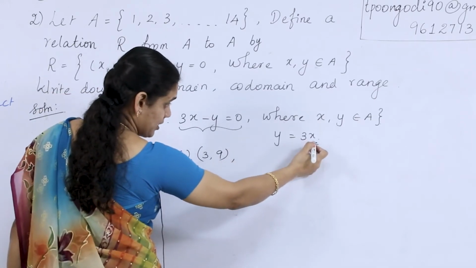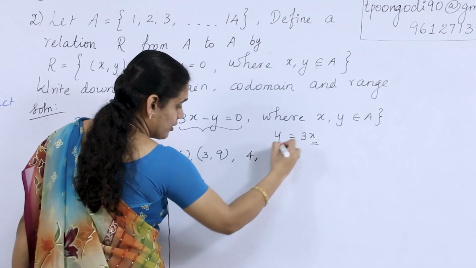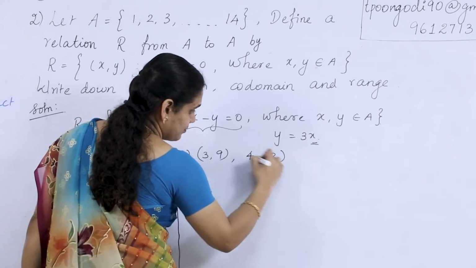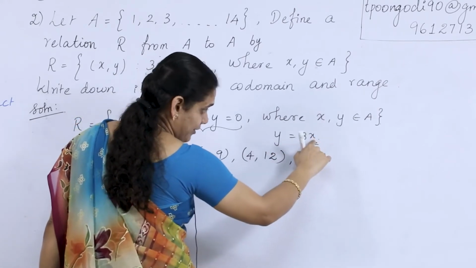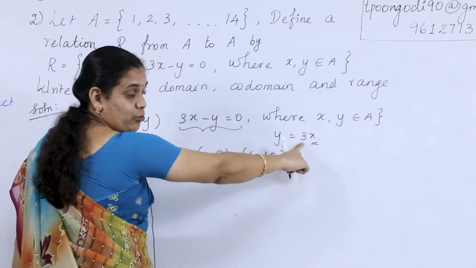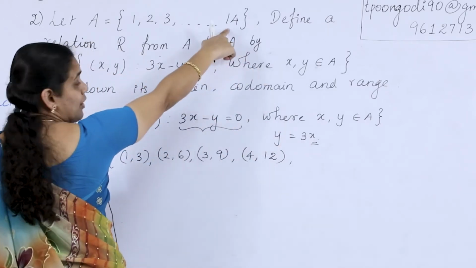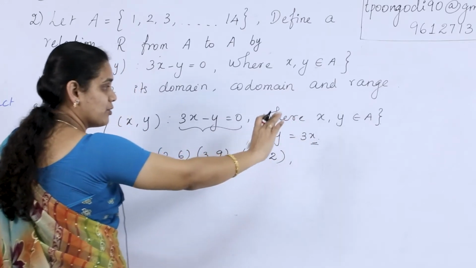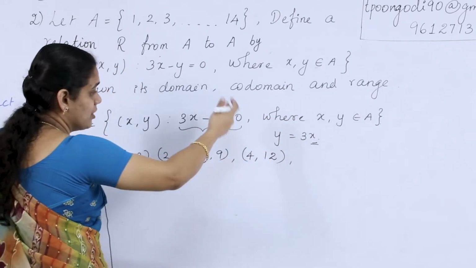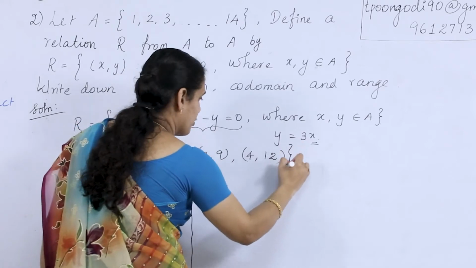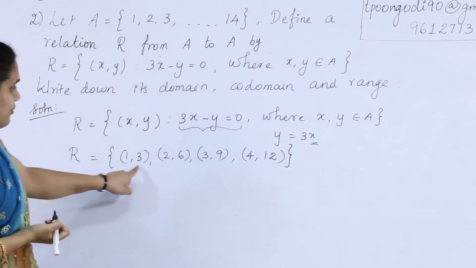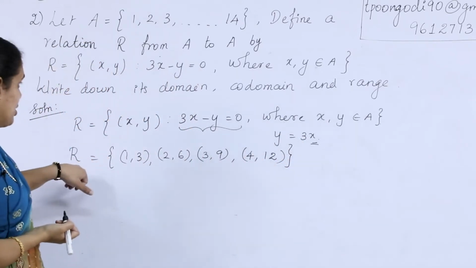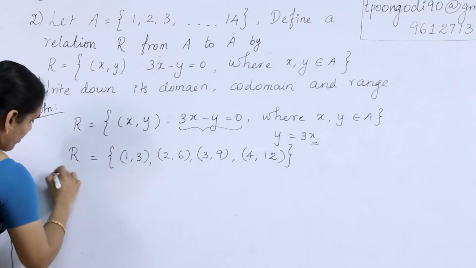Then if you give x = 4, y = 12. If you give 5, y will be 15, but we don't have 15 here, so we cannot take that 5 and 15. Afterwards it will be more than 14, so here itself we stop our relation R. So only these 4 ordered pairs will be in the relation.